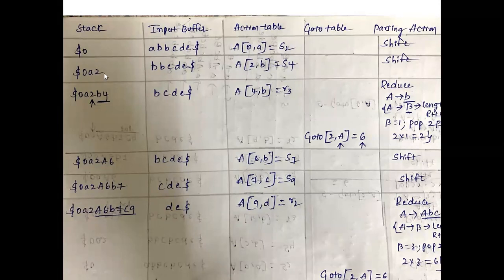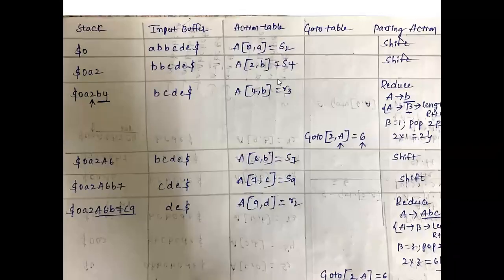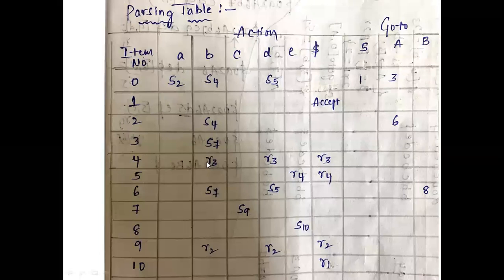Now again perform the action of 2 comma B. From the parsing table, 2 comma B is S4, which means shift 4. What am I shifting? I am shifting B onto the stack along with this 4. Now my top of the stack is 4. Now I am performing the action of 4 comma B, and from the table, 4 comma B is R3. R3 means reduce 3.